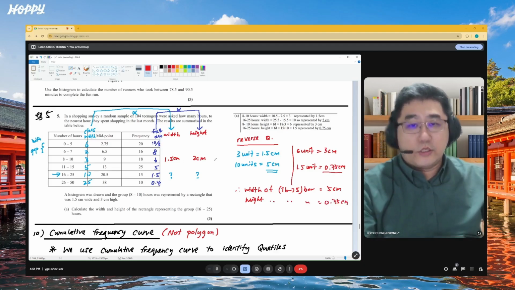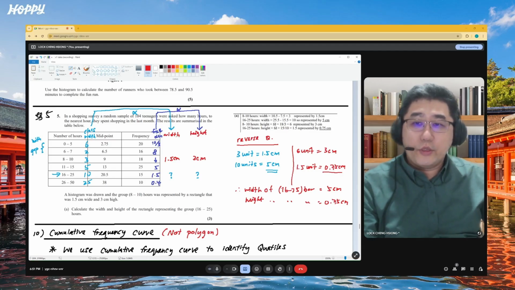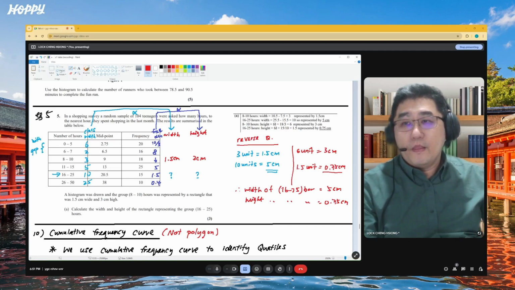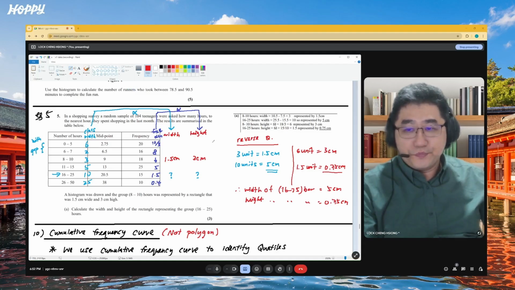Okay, this is actually what happened. So you need to know how to interpret the questions as well. Most of the time the question will appear as the interpretation of use of information.